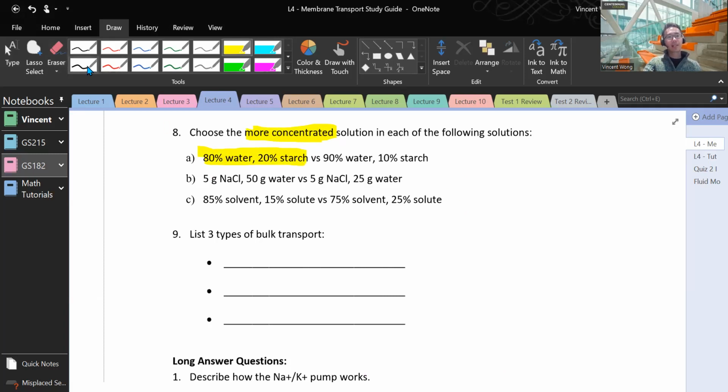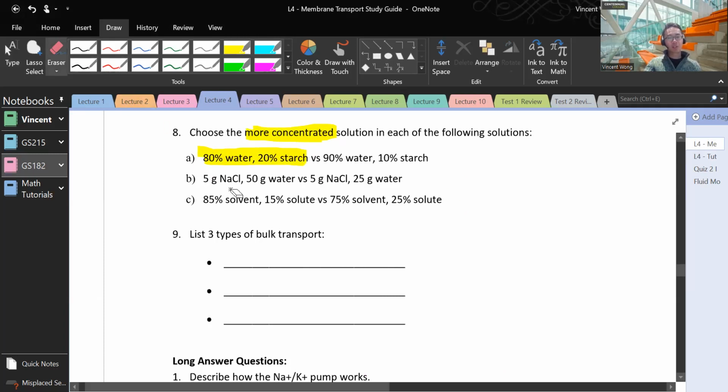So over here, next one, 5 grams of salt in 50 grams of water versus 5 grams of salt in 25 grams of water. It's hard to compare when the amount of water is different. So what we can do is we can change it, right? Let's take this one, 5 grams of salt in 25 grams of water. And we want to make it the same as the other, right?